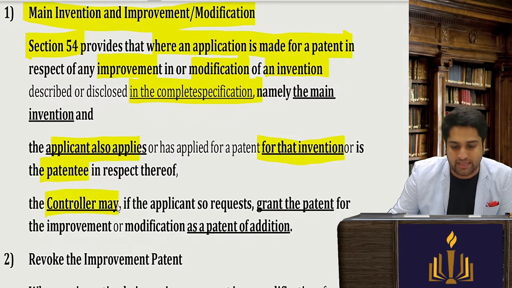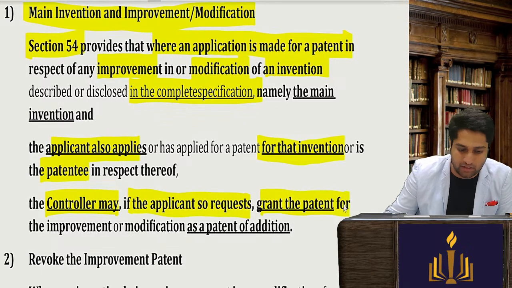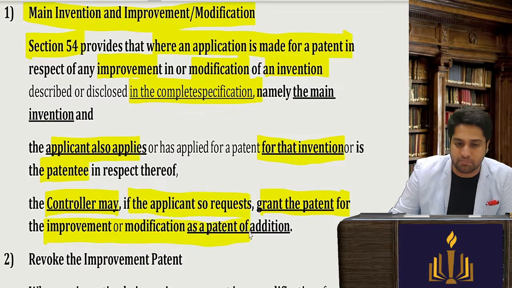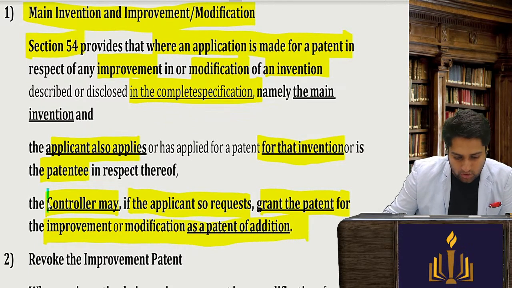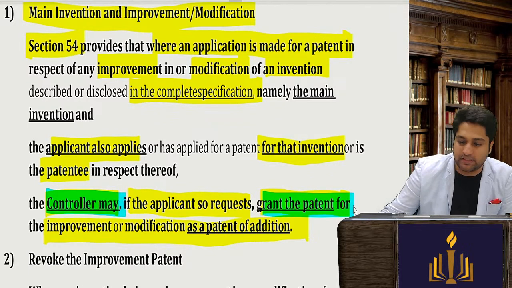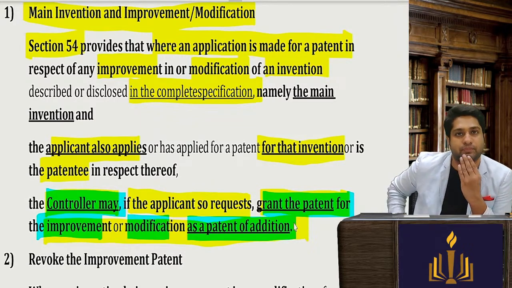The applicant shall also apply for that invention is or is a patentee in respect thereof. The controller may, if the applicant so requests, grant the patent for improvement of this as a patent of addition. That the controller may grant the patent for improvement or modification as a patent of addition.